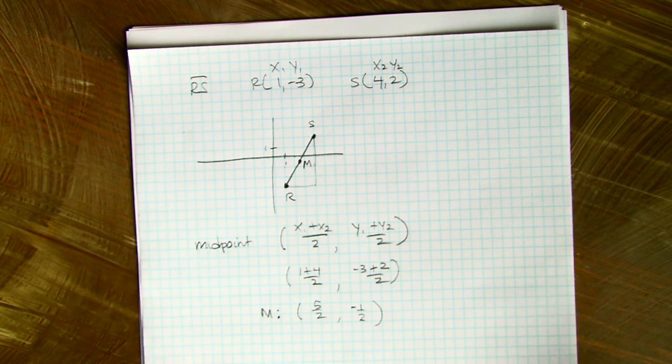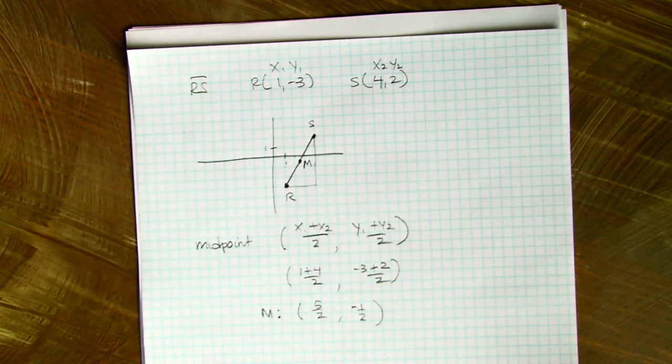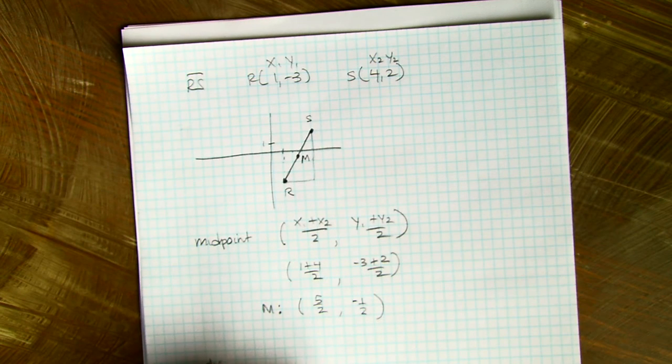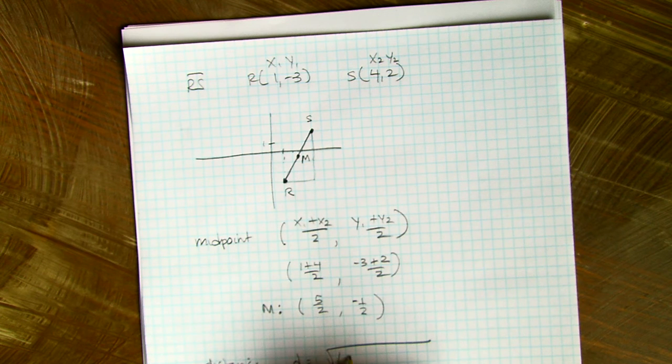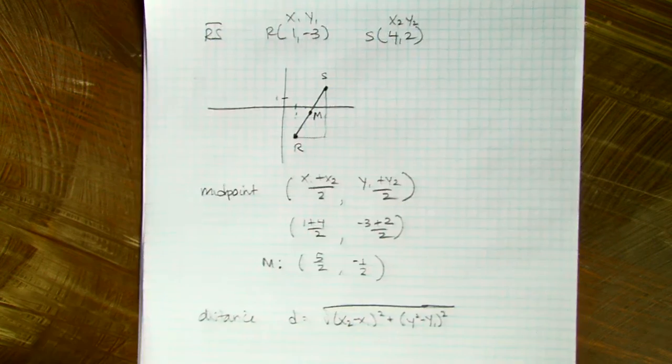So that's how you would find the midpoint. Suppose I wanted to find the length of this segment. Well, the distance formula looks like this. D is equal to the square root of (x2 minus x1) squared plus (y2 minus y1) squared.